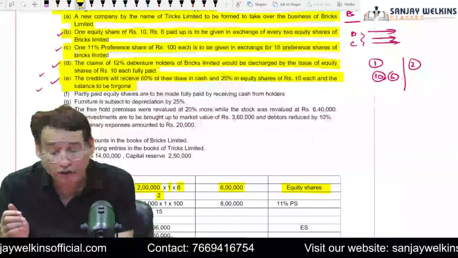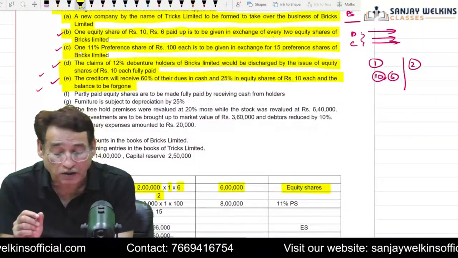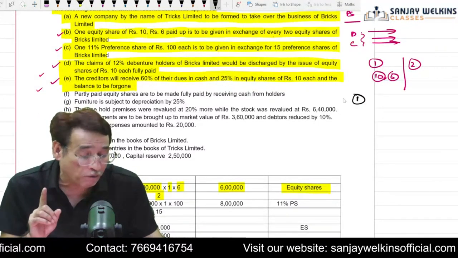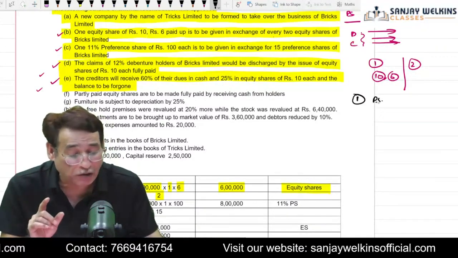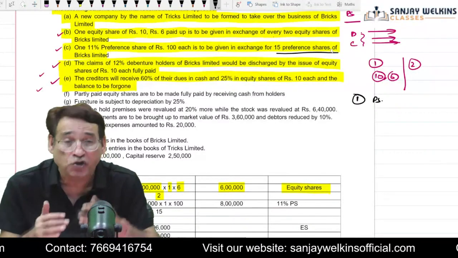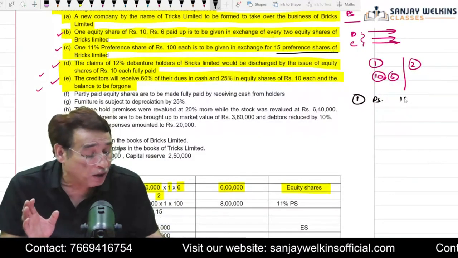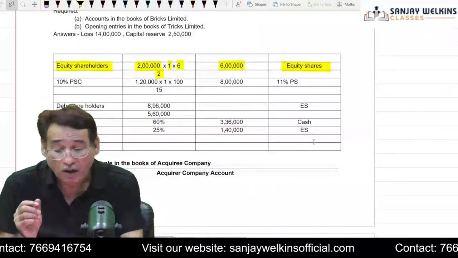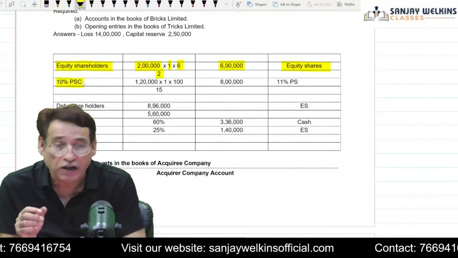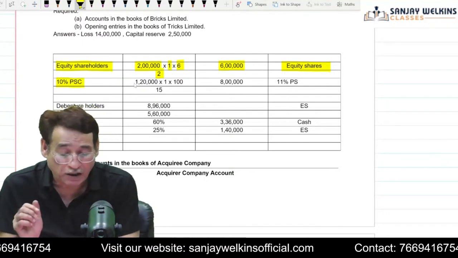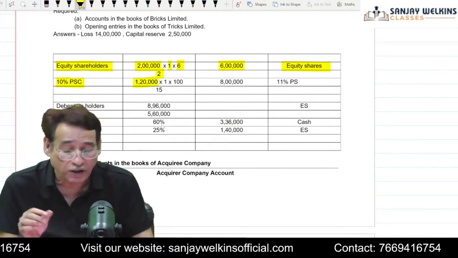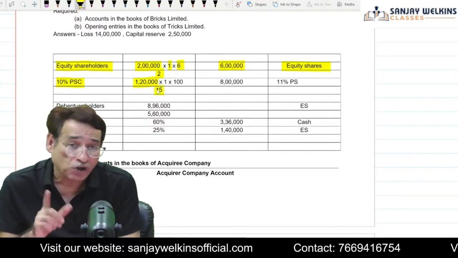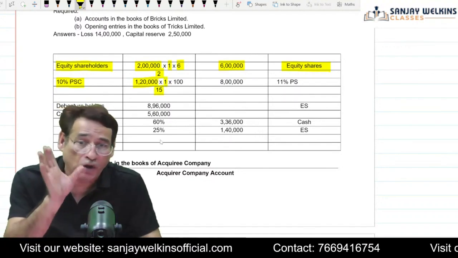Similarly, when we take into account 11% preference share, it is written that 1 11% preference share will be given in exchange for 15 shares of Brick Limited. That means for 15 shares purchasing company is issuing only 1 share. So here in this case, first of all, I will take into account the preference shareholder. Total number of preference shares is 120. Now it is written in the question that for 15 shares purchasing company will issue only 1 share.